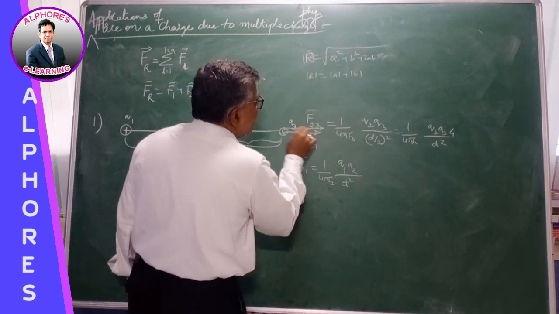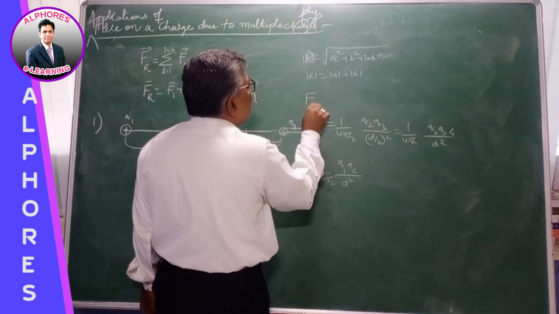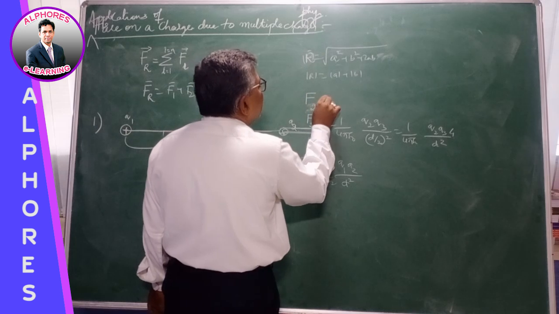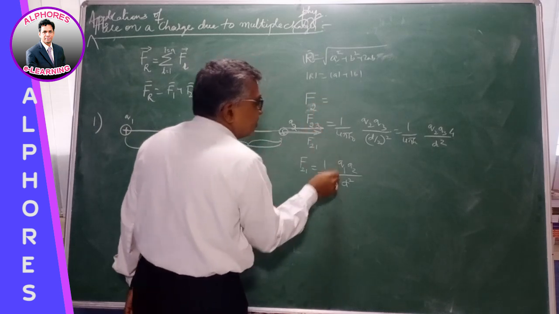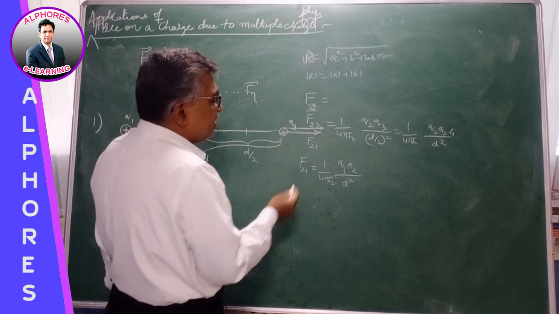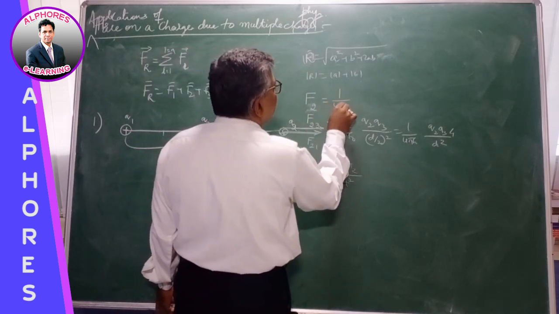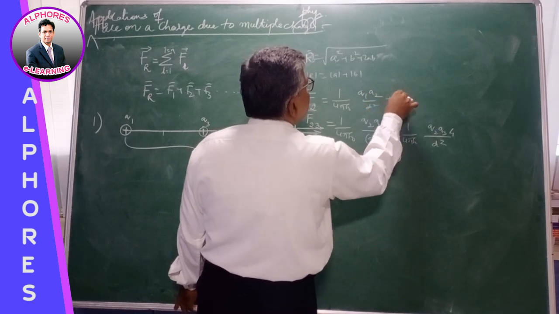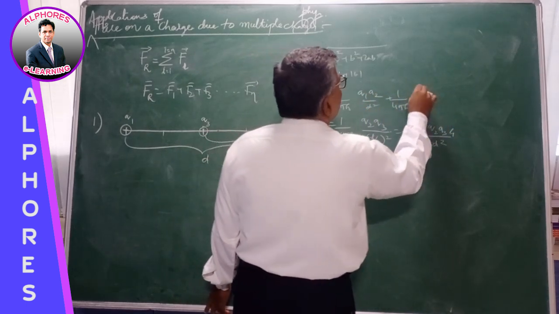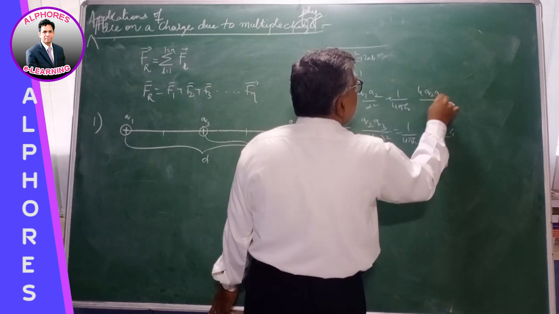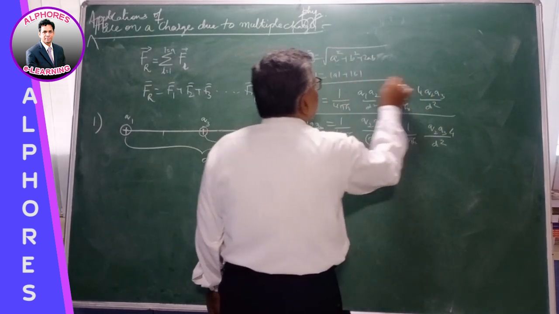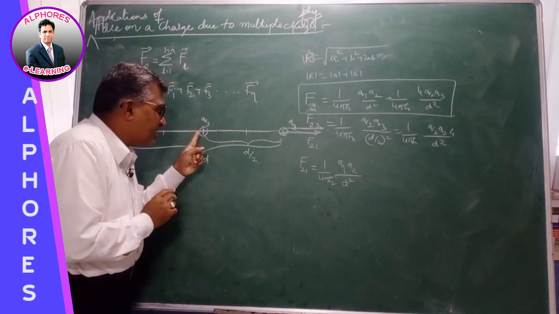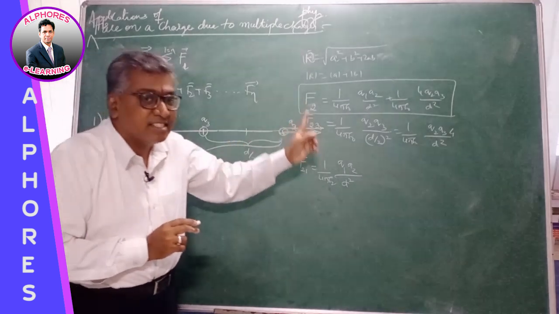So the total resultant force on the second charge, F, is equal to the sum of both. Since both of them are in the same direction, just add them. So it's 1 by 4 pi epsilon naught Q1 Q2 by d square plus 1 by 4 pi epsilon naught 4 times Q2 Q3 by d square. This is the resultant when I consider all three to be like charges.